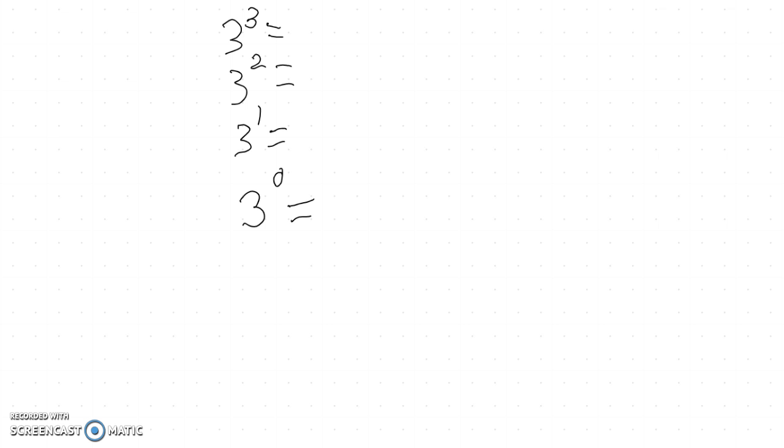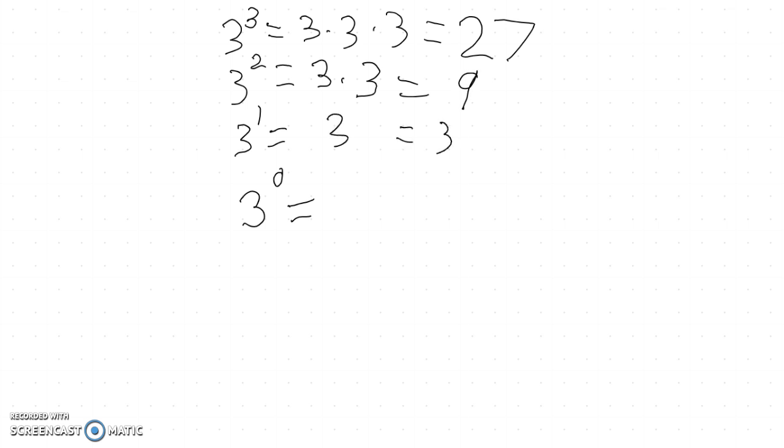3 to the 3 is going to be 3 times 3 times 3, or 27. 3 to the 2 is 3 times 3, or 9. 3 to the 1, that's just 3. Now let's see what happens as we continue this countdown. I'm going to try to get my detective hat on here and try to figure out what's happening as I go from 27 to 9 to 3. Well, what's happening is I'm actually dividing each of these by 3.